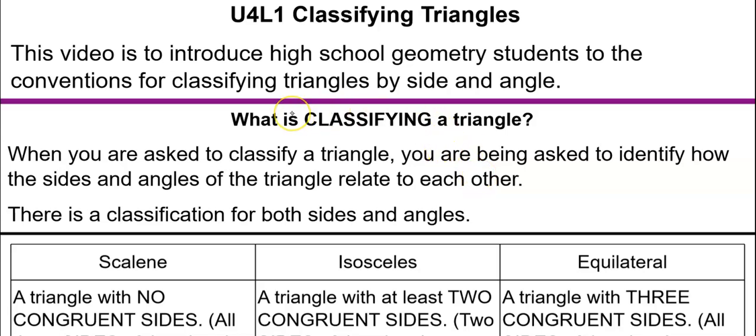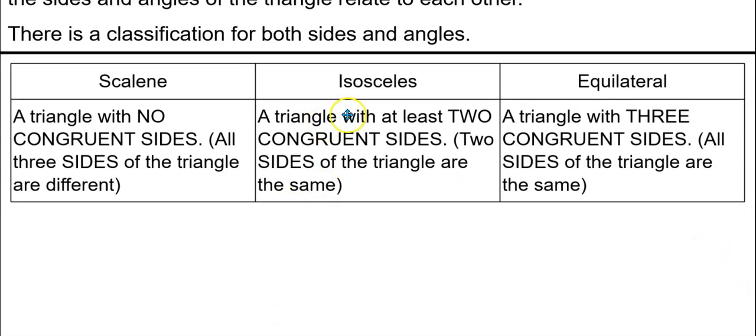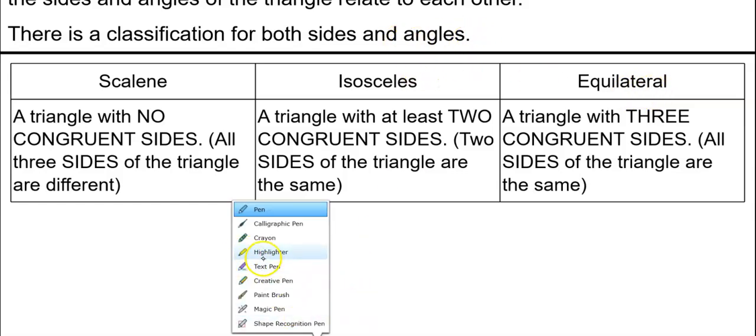Hey there everybody. So in this video we are going to start classifying our triangles. When we are asked to classify a triangle, you're going to be asked to identify how the sides and angles of a triangle relate. When we name a triangle by its sides, we are going to use these three names. There are four names for angles, which we will get into later.